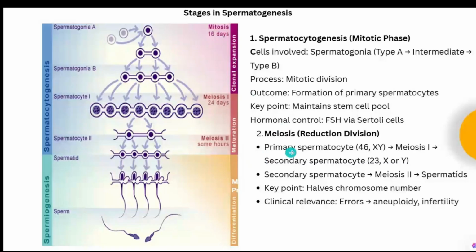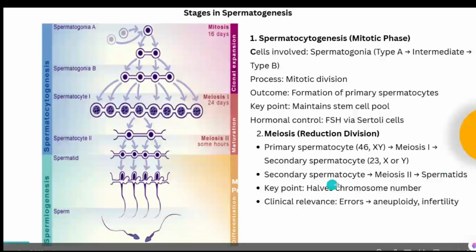Okay, so from primary spermatocytes, which is 46XY, there will be first meiotic division. They will form the secondary spermatocyte, and 23X or 23Y will get formed. This secondary spermatocyte will undergo meiosis 2 and the spermatids will form. So there is a halving of the chromosome number. Clinical relevance is that if there is any error, it will lead to aneuploidy or infertility. They are asking these basic concepts.